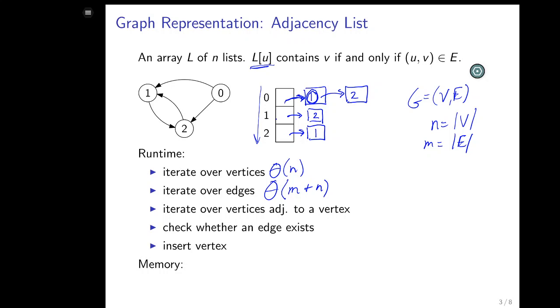Okay, how much time does it take to iterate over the vertices that are adjacent to a given vertex? Let's call this vertex U. How much time does it take to do this? Yep. So the time to iterate over the vertices that are adjacent is the time it takes you to walk down the linked list.